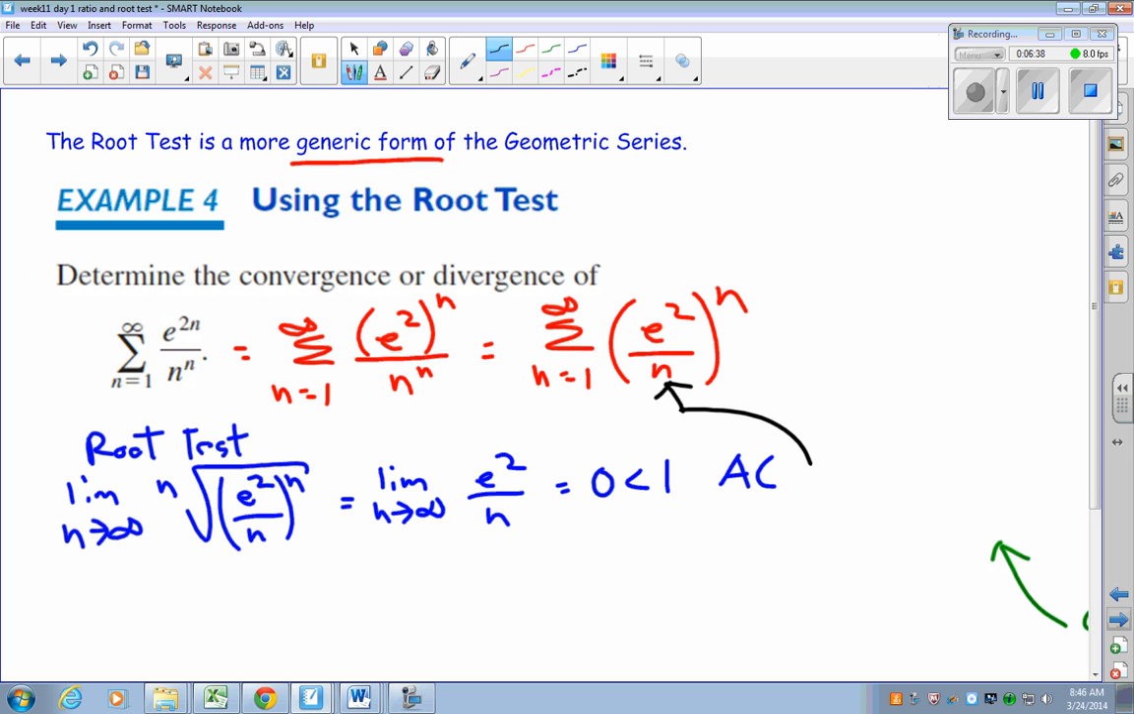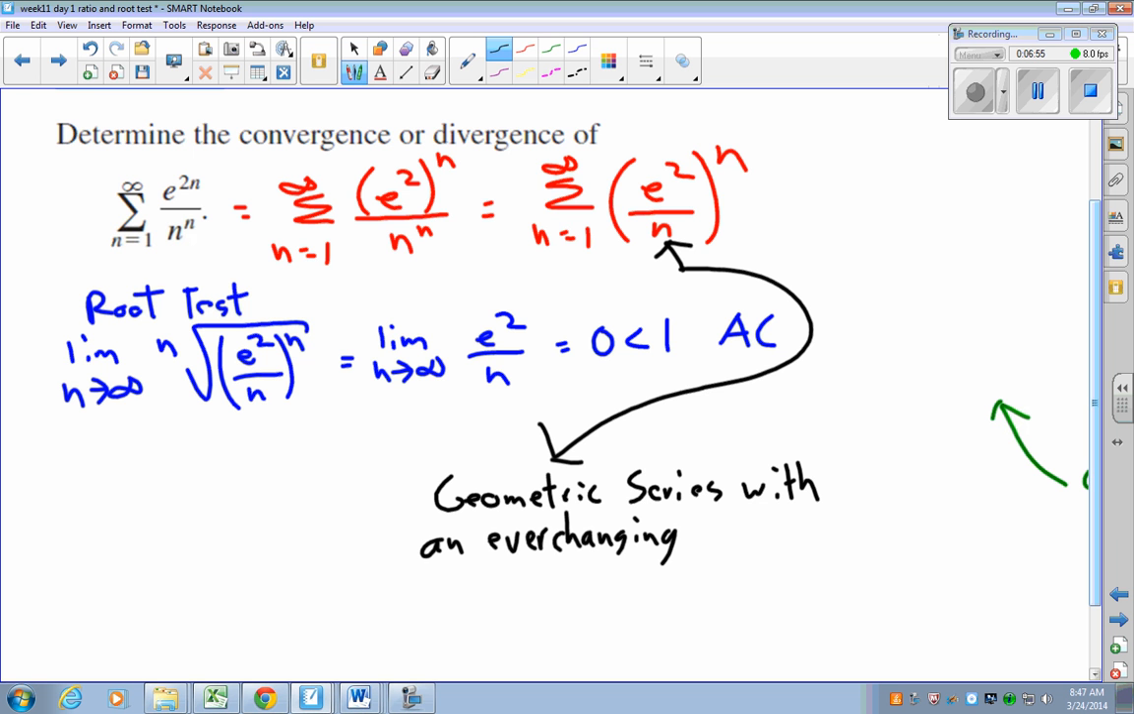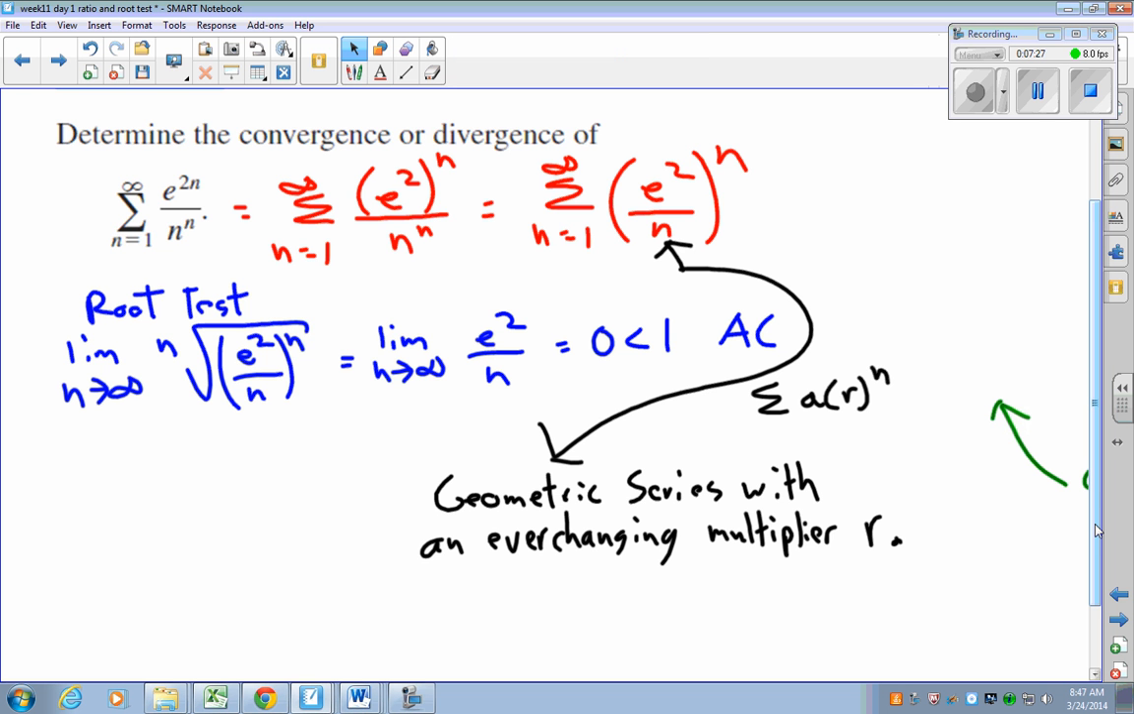Now, realize this part right here. This is basically the geometric series with an ever-changing multiplier r. Because you remember how the geometric series is a times r to the n? Well, in this case, that e squared over n, it's an r. That's the ratio part, what you're multiplying by every time. And that thing's changing all of the time because the n changes, so the ratio changes.